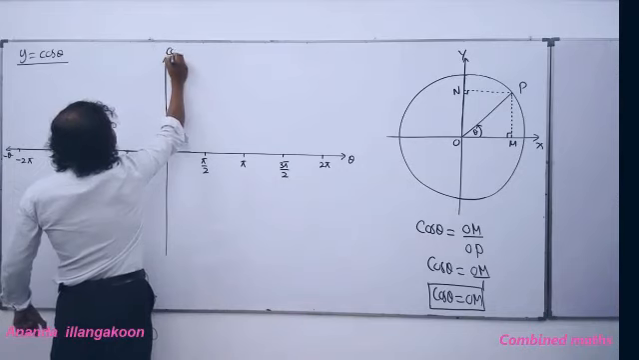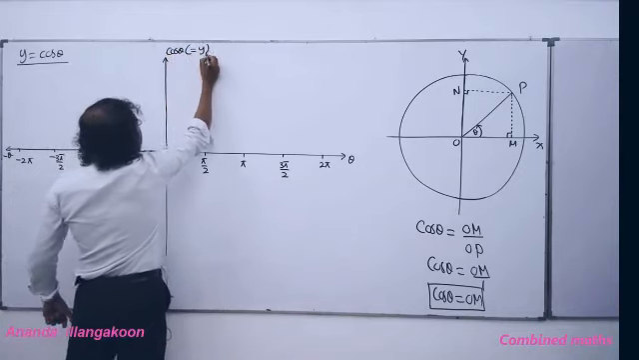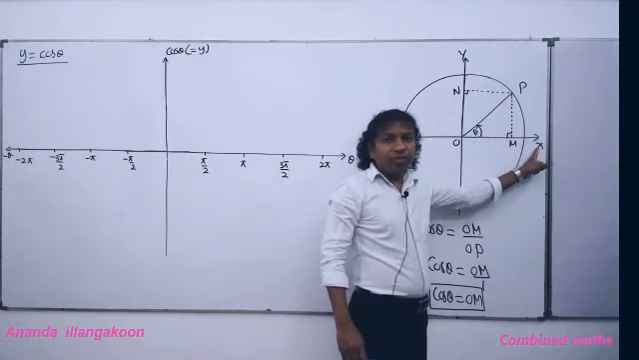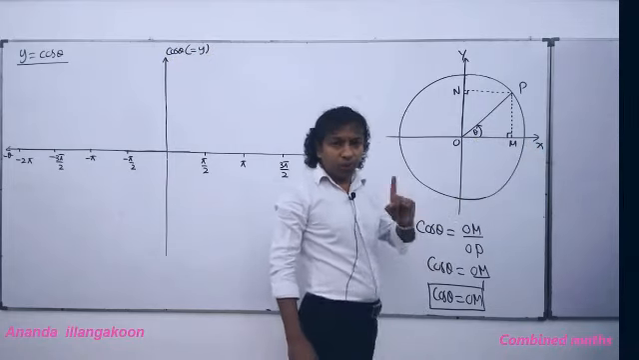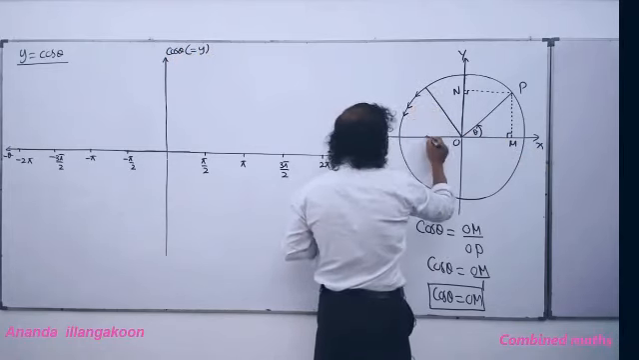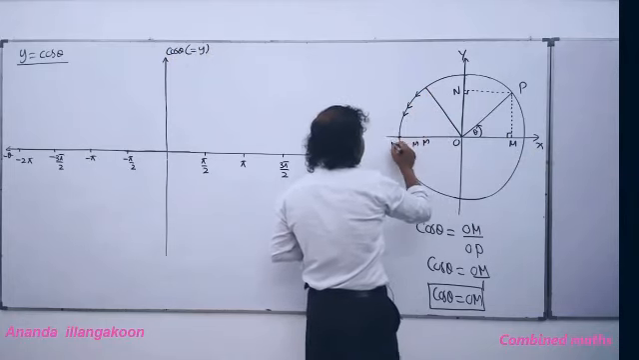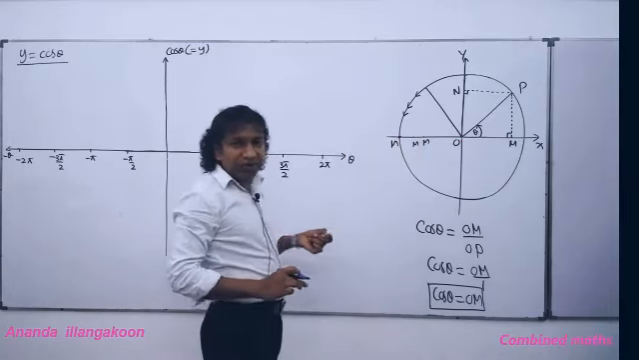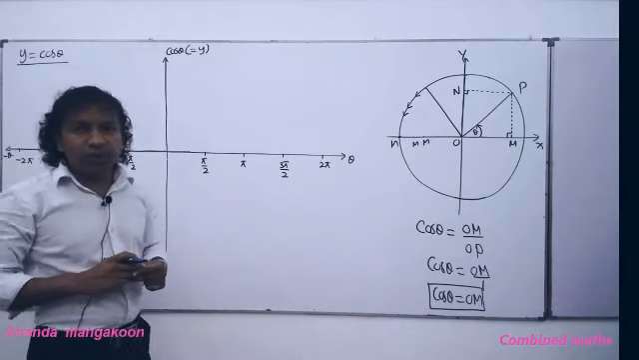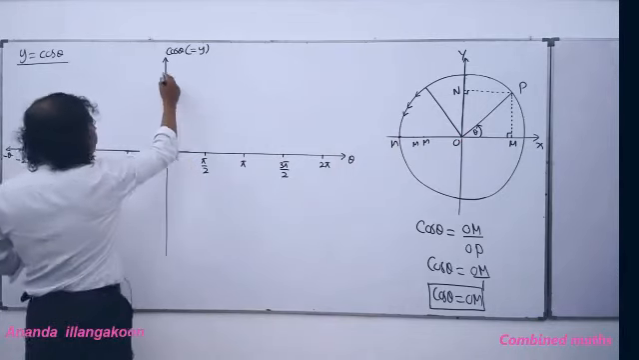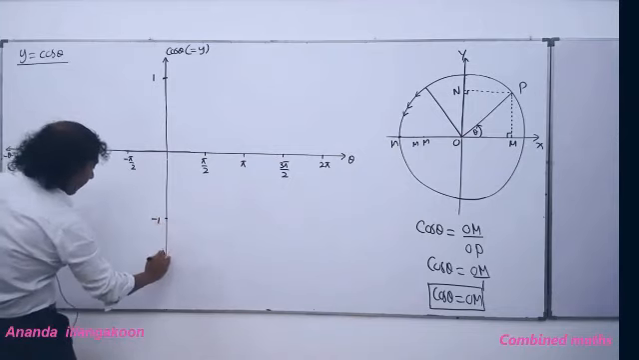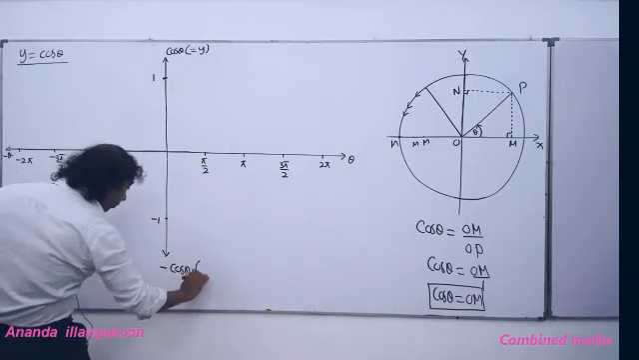As before, people, the maximum value this OM can take is when M comes to here, the OM will be maximum, that is 1. Maximum value of OM is 1. When this point P comes along the circle like this, point M comes to the point where OM is minus 1. Therefore maximum value of OM is plus 1, minimum value of OM is minus 1. So again the cos theta graph also lies between plus 1 and minus 1. Here 1, here minus 1, this is minus cos theta, minus y axis.